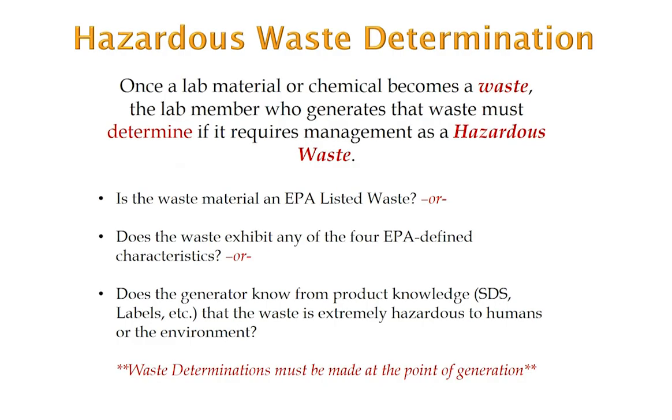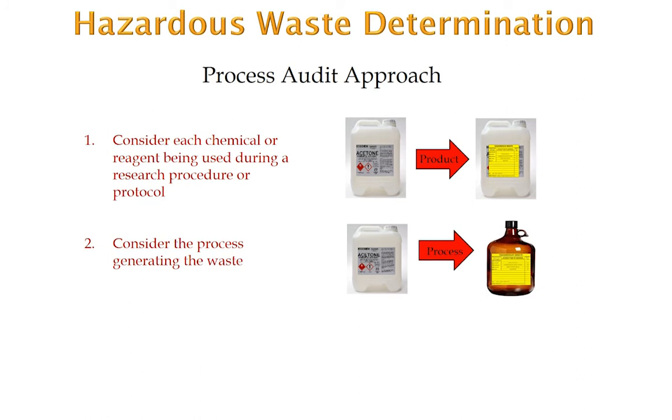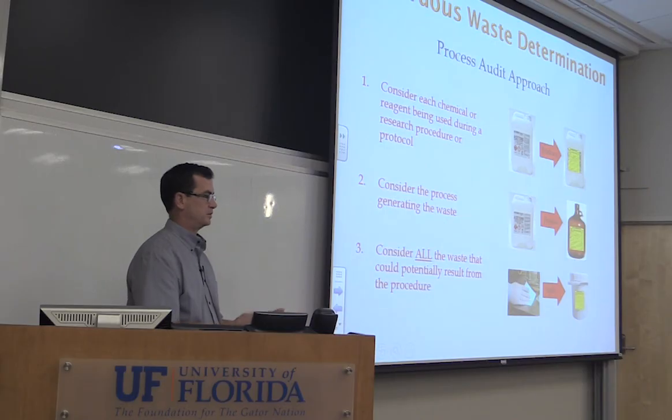Those are our 3 categories: listed, characteristic, and then those items that we know to be harmful that don't fall into those first 2. So we're thinking about a determination. I've said this many, many times here, but think about the product, think about the process, and then ultimately what the resulting material is. And if it happens to be a spill, then it's going to qualify as well.